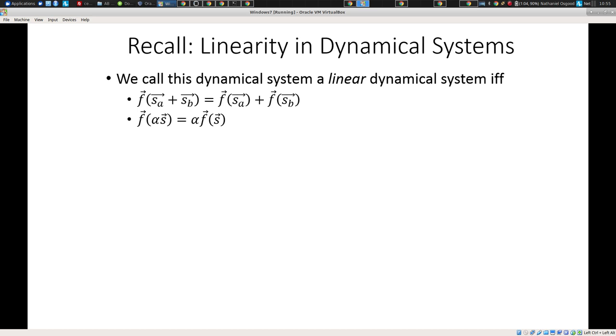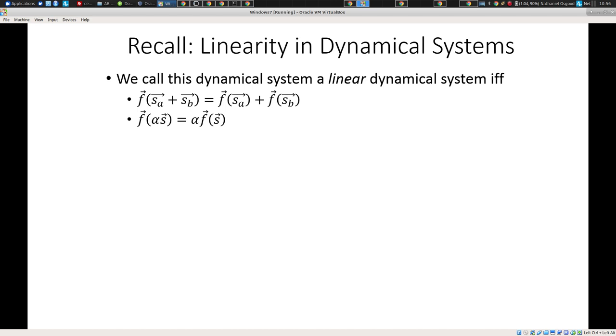Some of you might recognize this as very closely related to the notion of a homomorphism, that we have f of a plus, and we turn that into a plus of f's, right? We sort of switch the order in which they're doing, and with a linear system, that's fine.